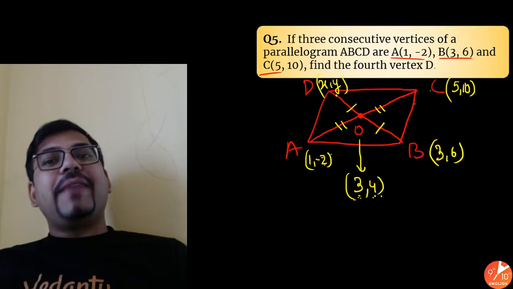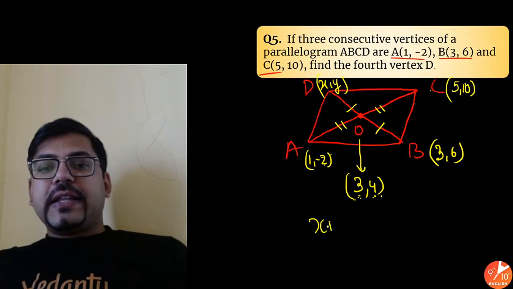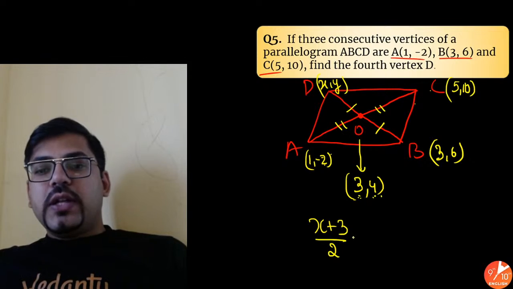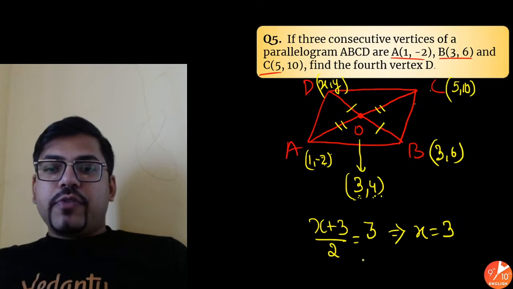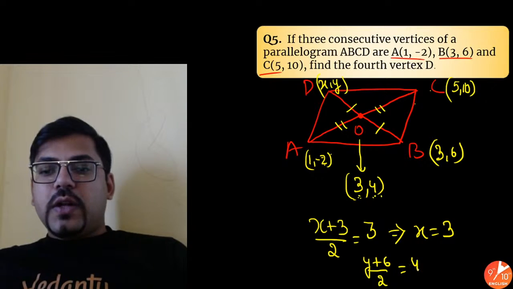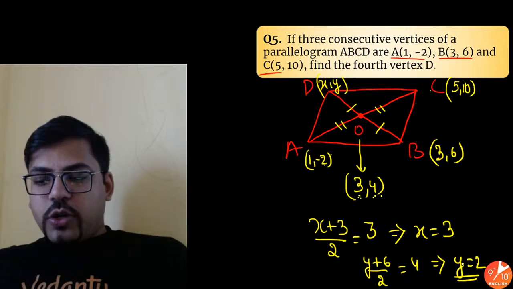Now O can be used as the midpoint of BD also. So in BD, x plus 3 divided by 2 is equal to 3. If you solve it, you will get x equals 3. At the same time, for y, y plus 6 divided by 2 is equal to 4. And hence you get y equals 2. Did you all understand 3, 2?